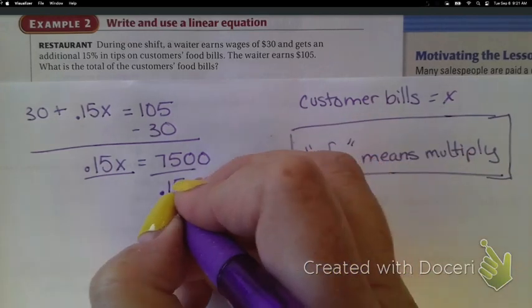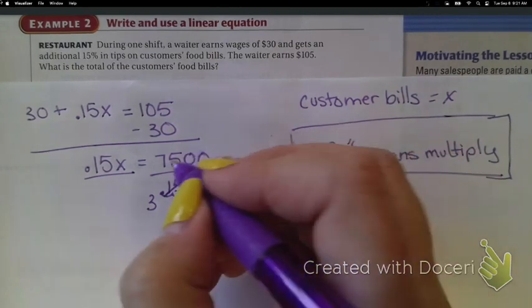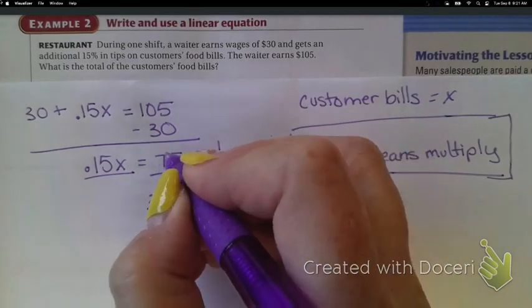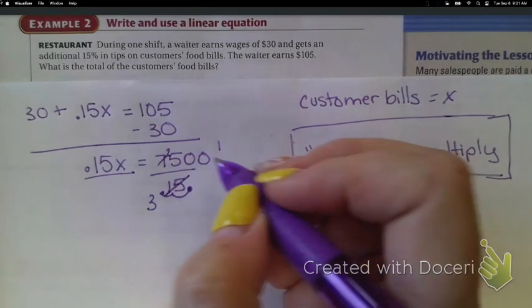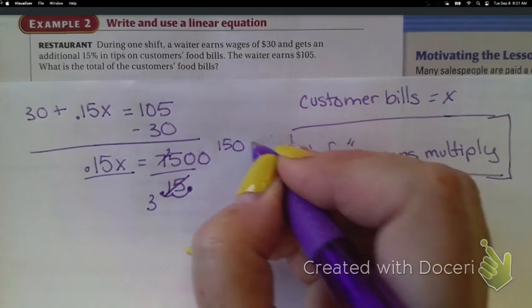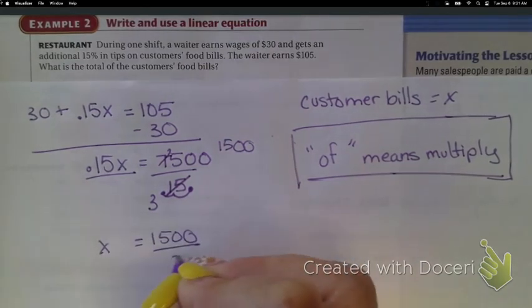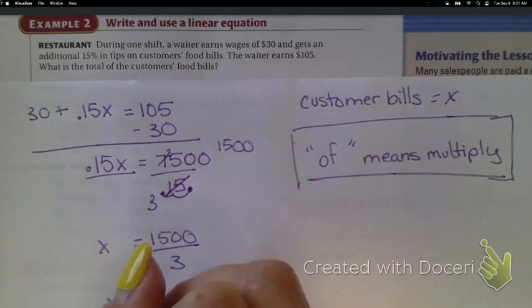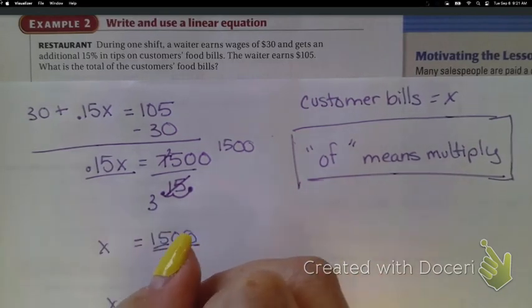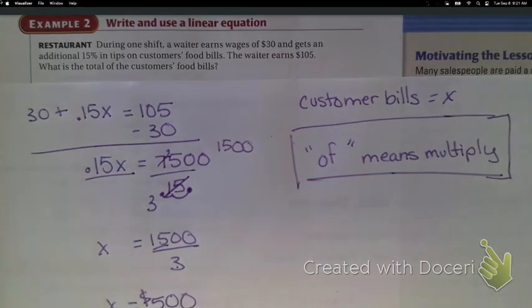5 goes into 15 3 times. 5 goes into 7 how many times? Once, with 2 left over. How many times does 5 go into 25? 5. So we now have x equals 1,500 over 3, which would be $500. 3 goes into 15 5 times, plus 2 zeros. So what does that mean? The customer bills equal $500.